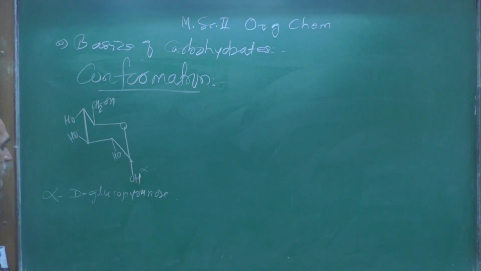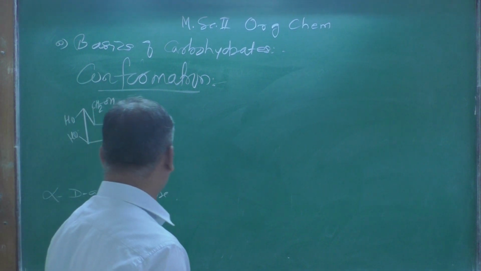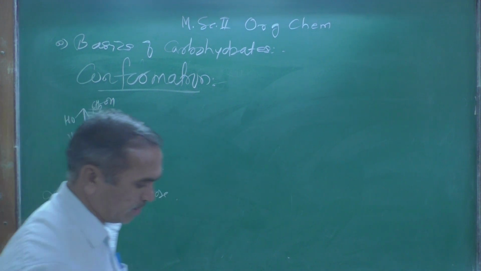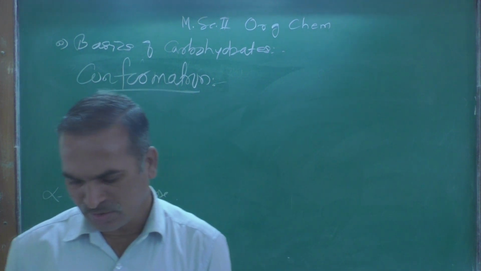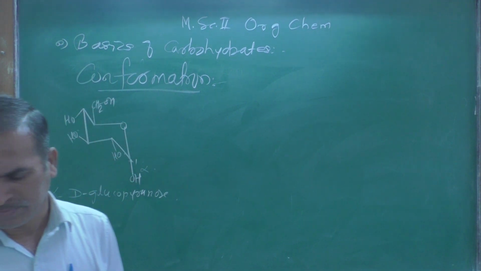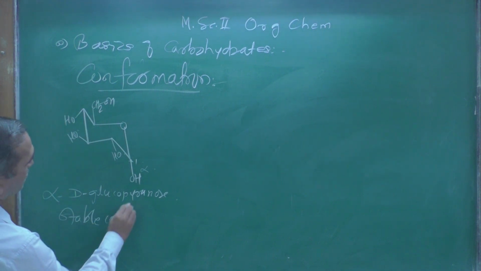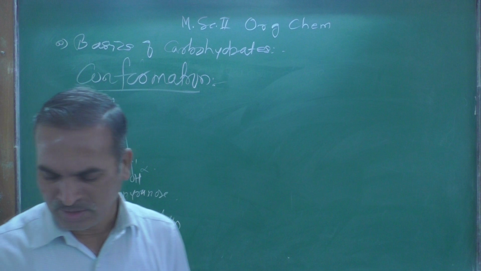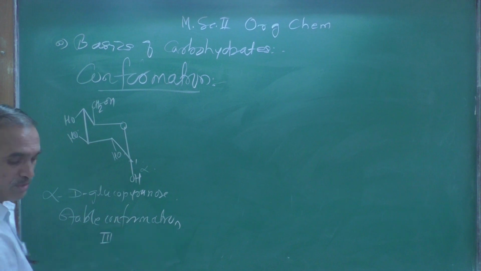This is the structure of alpha D glucopyranose, where, except for the anomeric carbon atom, all other bulkier groups are at equatorial positions, and therefore this alpha D glucopyranose is a stable conformation. It is a more stable conformation of alpha D glucopyranose. This is structure number 3, let us mention it over here.